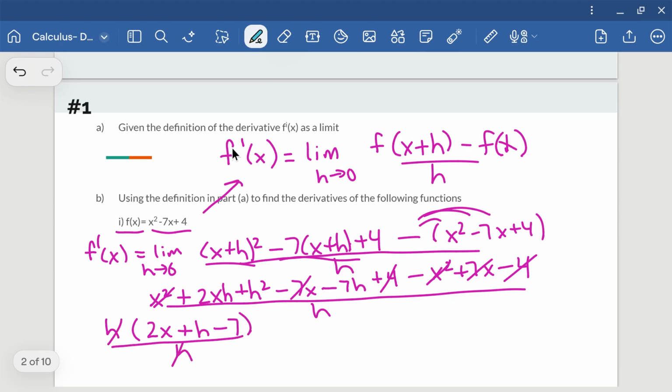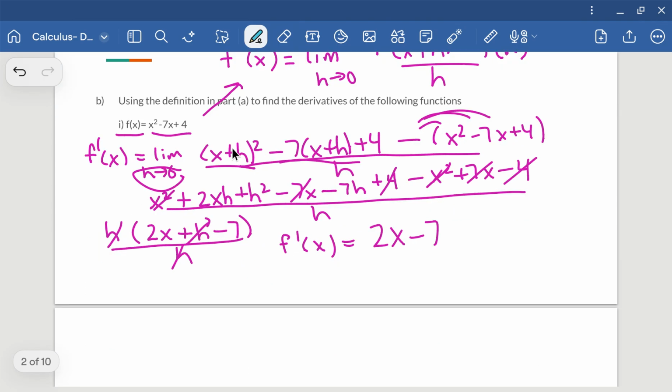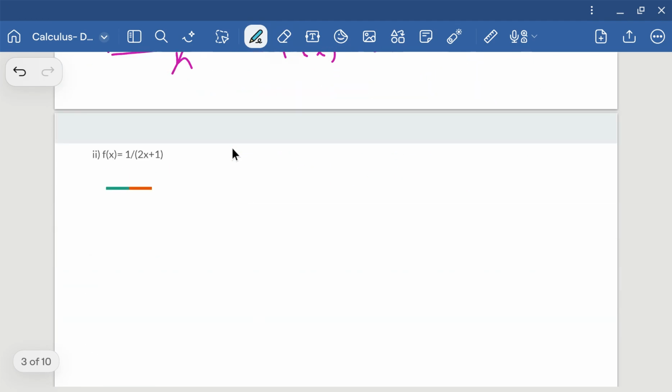And now our h's cancel. And if you plug in your limit now when h tends towards 0, then you would know that f prime of x equals 2x minus 7. So that is our first answer after doing all of that work. And the second part of this question is just finding the derivative when you're dividing. So we're doing the same thing.